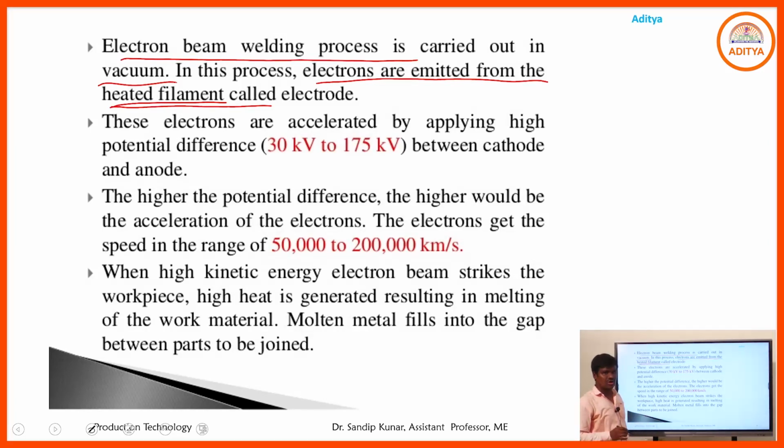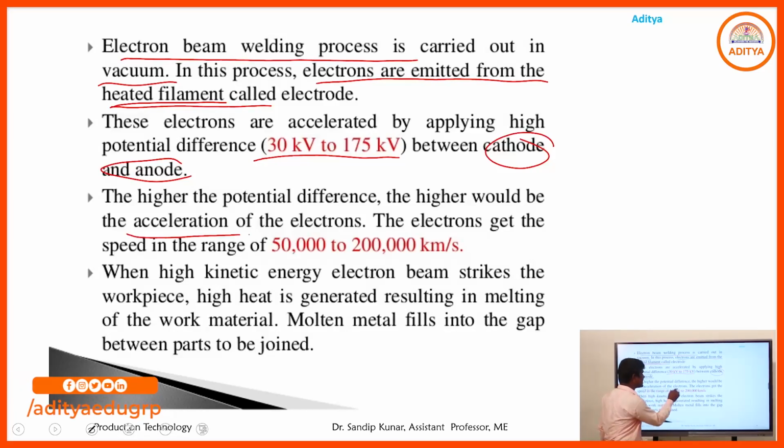A very high velocity of electron beam is required, so we apply a very high potential difference, ranging from 30 kilovolt to 175 kilovolt. In that range the electron beam velocity will be very high. The voltage is applied between the cathode and anode of the electron beam welding setup. The higher the potential difference, the higher the acceleration of the electrons.